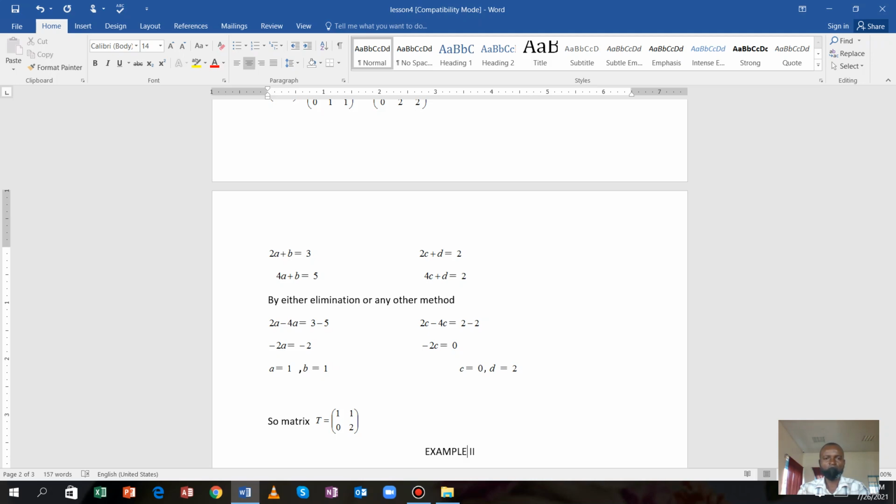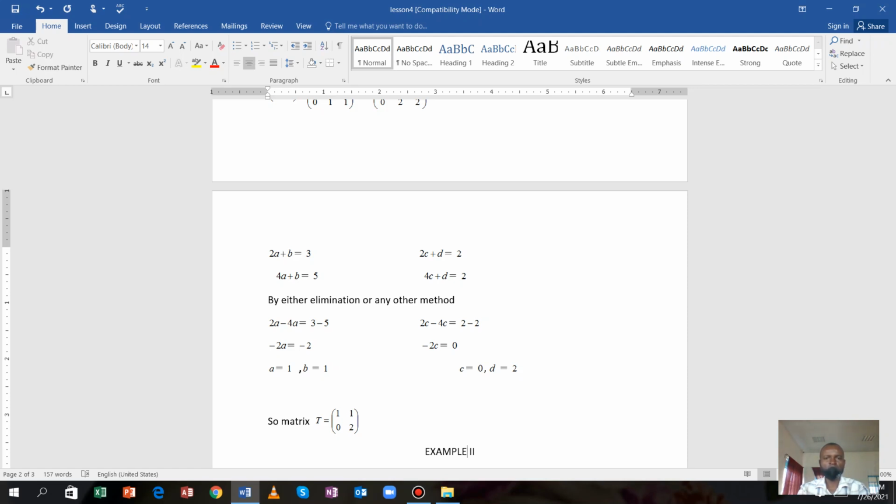Having got A as 1, you use one of those two equations to get B. And if you put 1 in one of the two, you get B as 1. You keep those values. Then we go to the other two equations where we have 2C plus D is equal to 2, then 4C plus D is equal to 2. So I used C elimination. I eliminated D because the coefficients were the same and the same sign, so you subtract. I hope you know the elimination method.